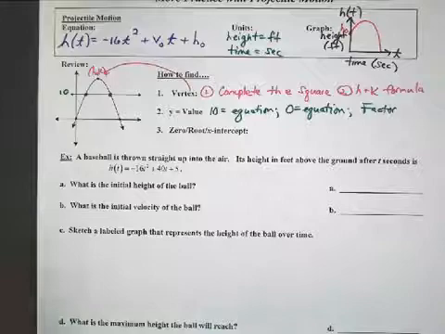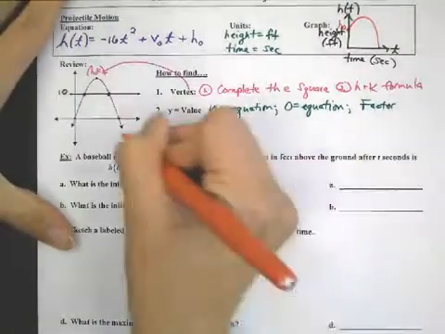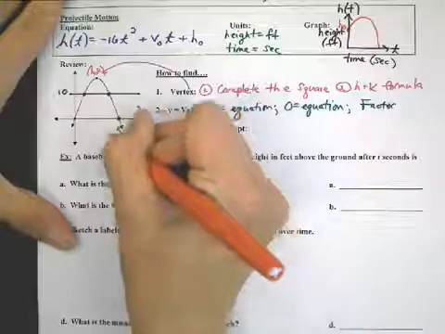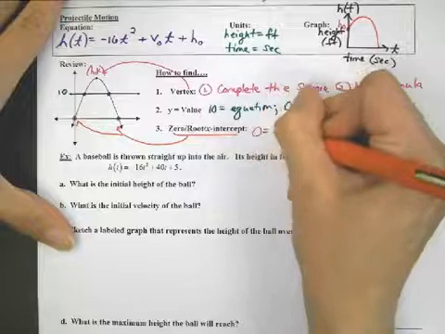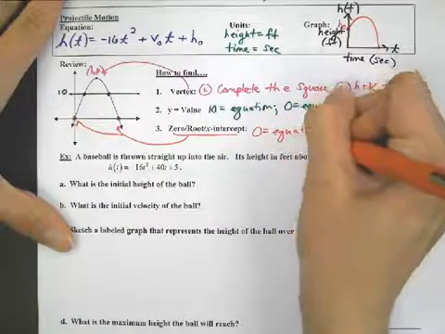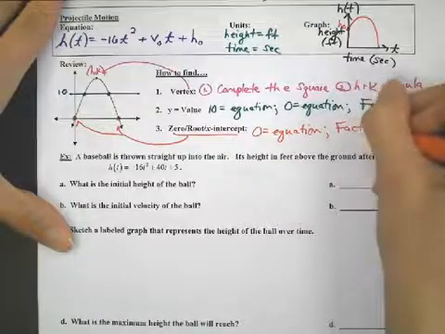Okay, and the last one, the zeros, the roots, the x-intercepts, those are these points down here. Where does it hit the ground? Okay, so that would be 0 equals equation. 0 is the height, and then since it's already 0 equals, all you're going to do is factor.